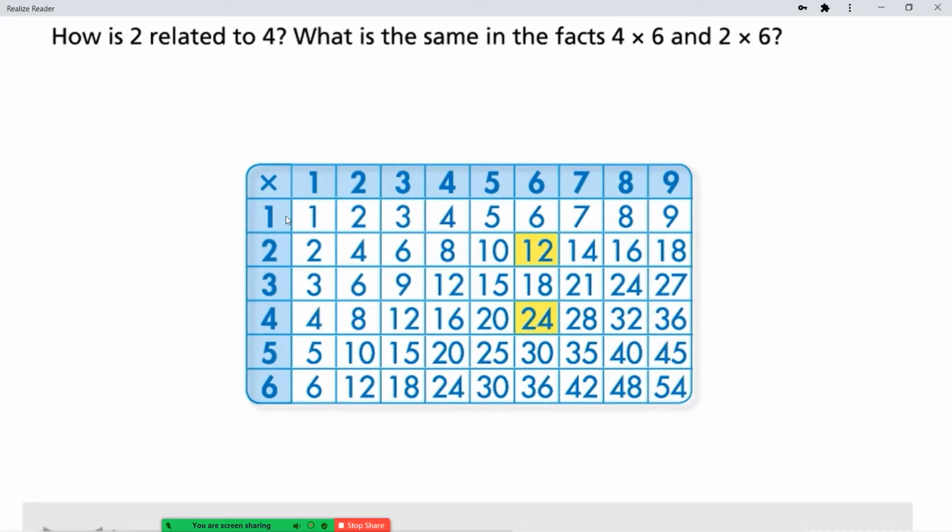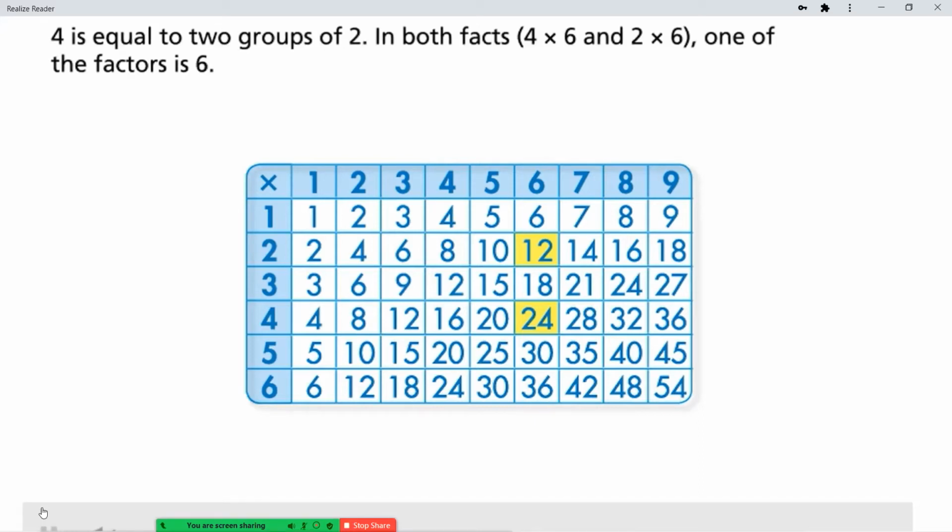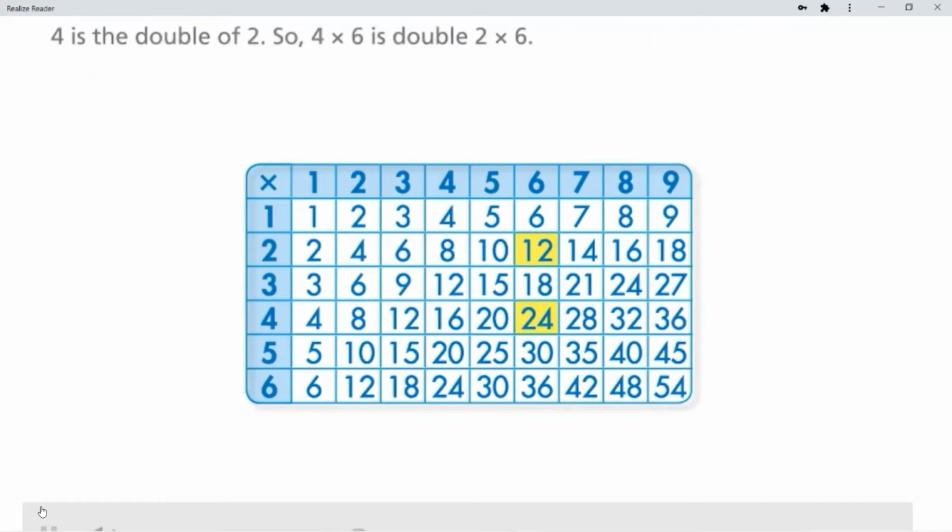So think about, how is 2 related to 4? And then how is the product of 2 times 6 related to the product of 4 times 6? Look at the numbers, see what you notice about those numbers. How are they related to each other? 4 is equal to 2 groups of 2. In both facts, 4 times 6 and 2 times 6, one of the factors is 6. 4 is the double of 2. So 4 times 6 is double 2 times 6.